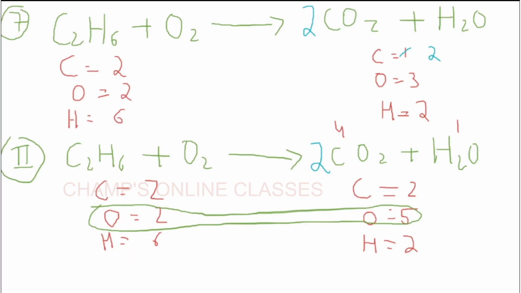Okay, now let's balance hydrogen first. So there are 6 hydrogen on the reactant side and on the product side there's only 2. So how can I make it 6? By multiplying here with 3. So 3 twos are 6. So now this has become 6. So our hydrogen is balanced now. Let's write this equation again in the third step.